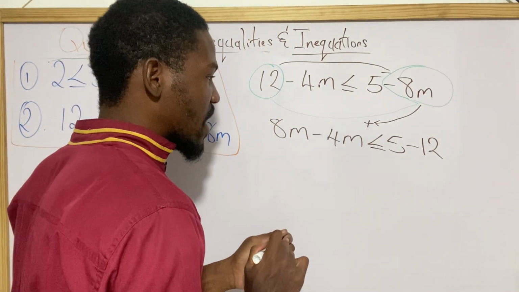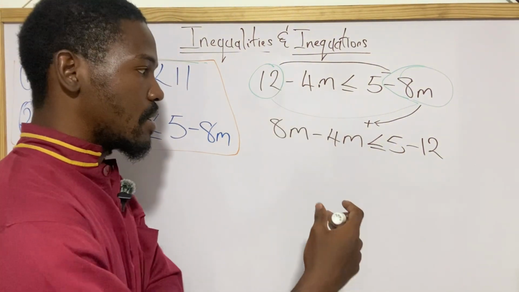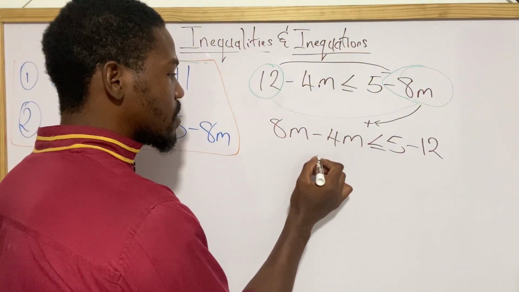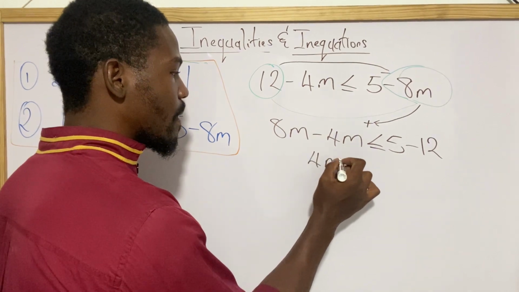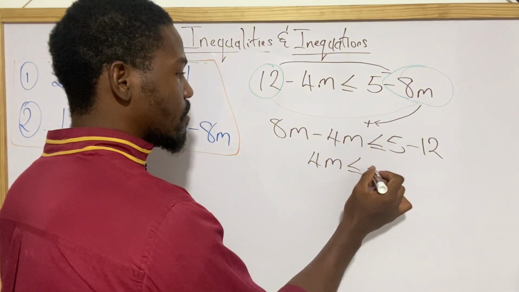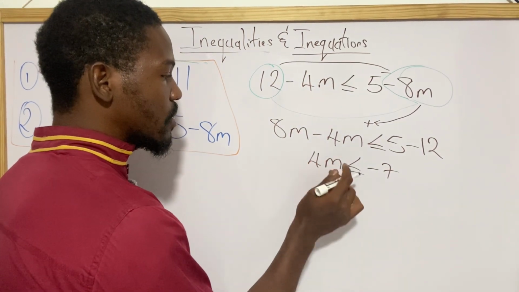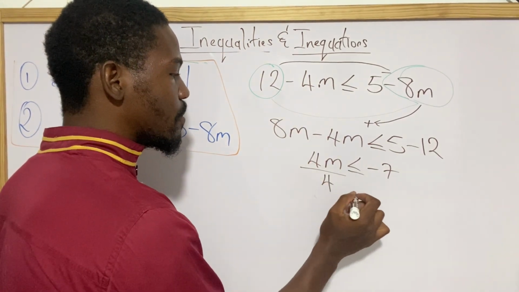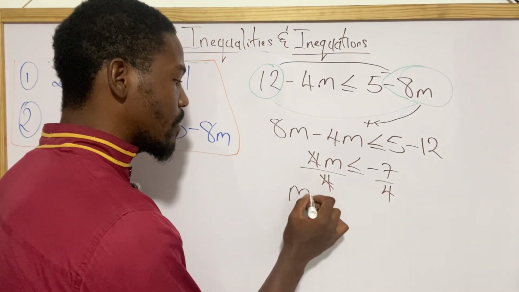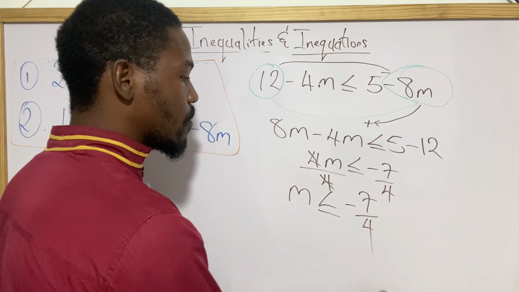So in doing this, I actually cover the twist, but I'm also going to reveal where the twist is. But in this, we're actually on the safe side. So 8m minus 4m is going to give me 4m. And we're saying that 4m is less than or equal to 5 minus 12, which is going to give me negative 7. Therefore, if we want to solve for m, we divide both sides by 4. So the 4's cancel, and now we have m is less than or equal to negative 7 over 4.